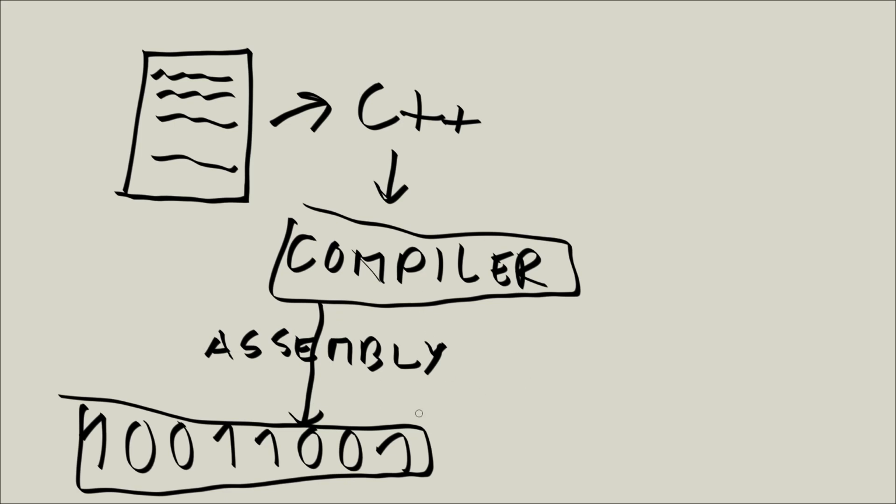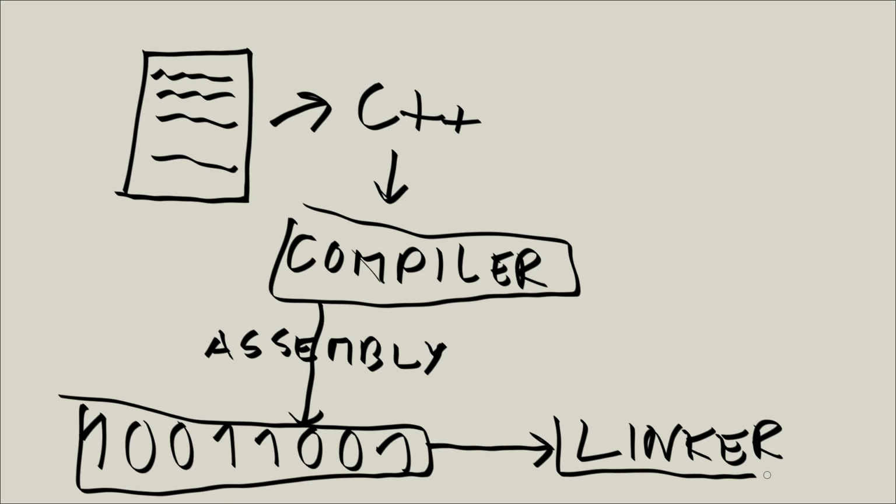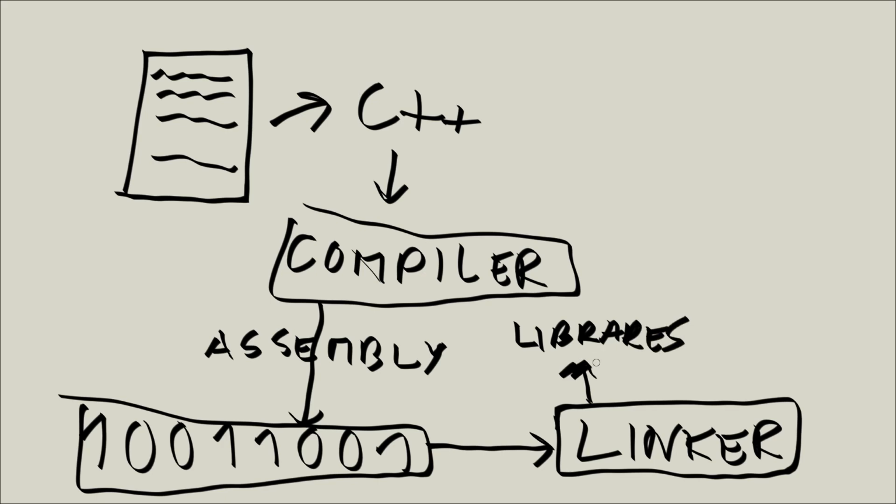Now, when the compiler has produced zeros and ones, then this output of the compiler goes into a linker. What the linker does is it takes the output of the compiler and adds what are called libraries. And I would say that the arrow direction is wrong here. It's actually like this. So the linker takes into account the output of the compiler, and it also takes into account libraries.